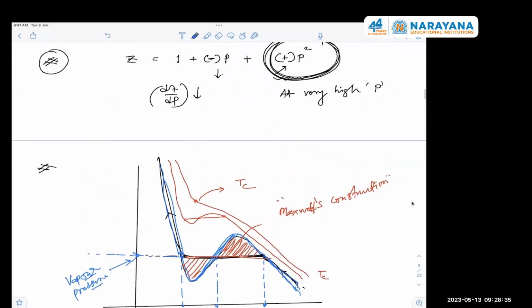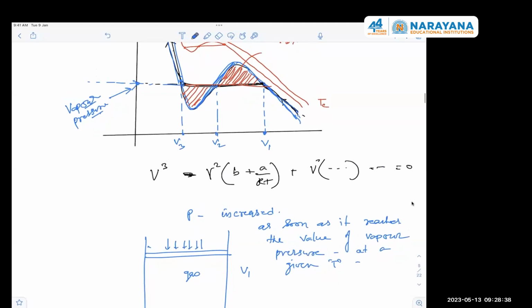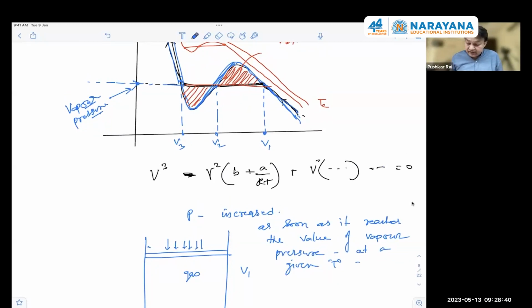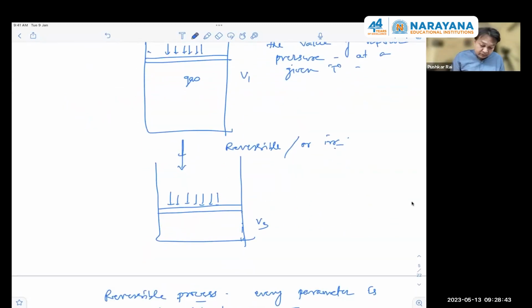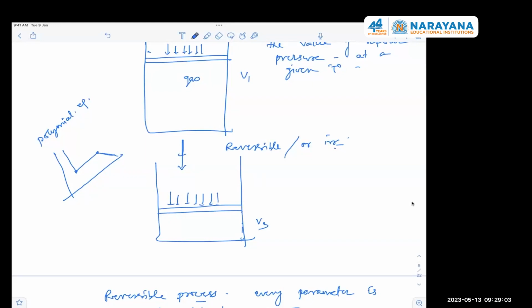Sir, how did Maxwell construction help us here? It helped us here because it justified this. Mathematically speaking, can a polynomial equation explain this behavior? No. The first derivative is not differentiable. There is a discontinuity in the first derivative. Do you understand what I'm saying? Yes, sir. So can van der Waals equation explain this behavior? No. Without Maxwell's construction, you could not explain this.